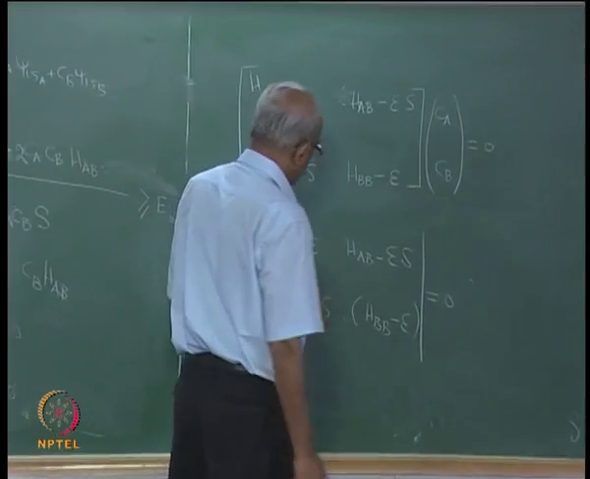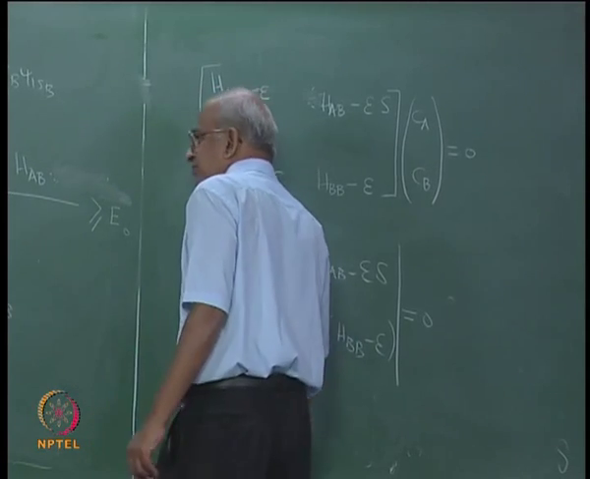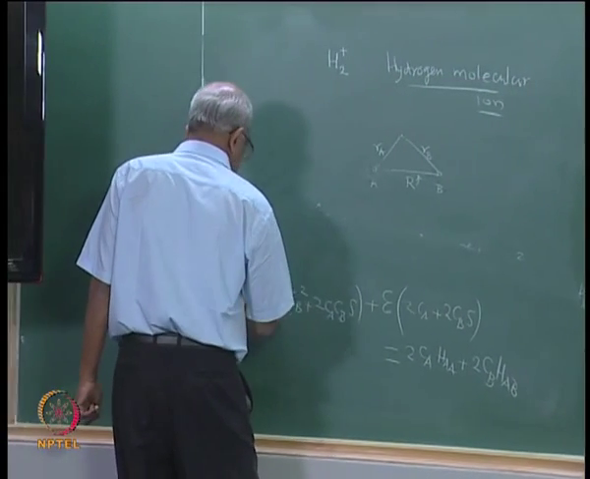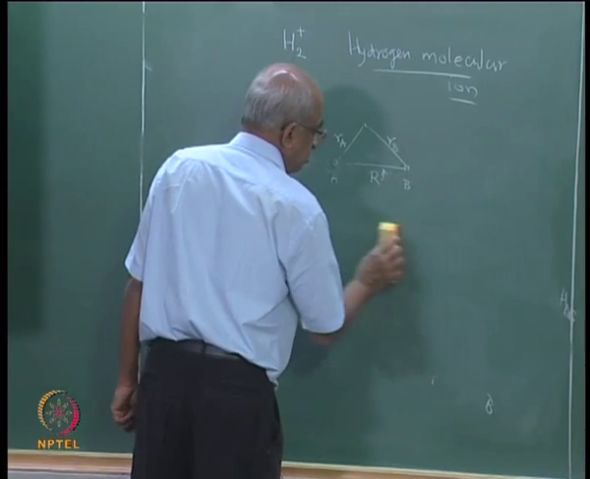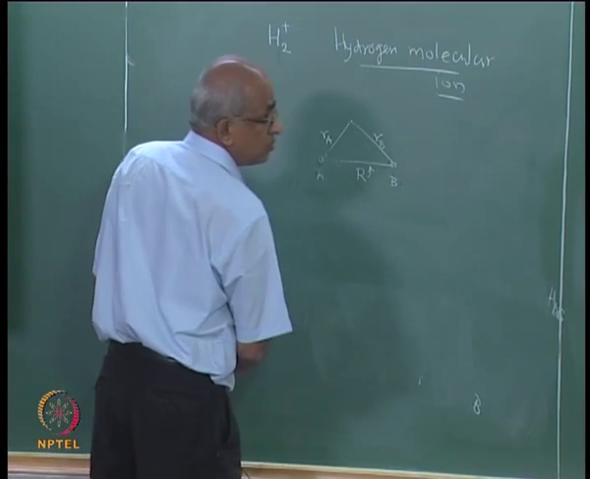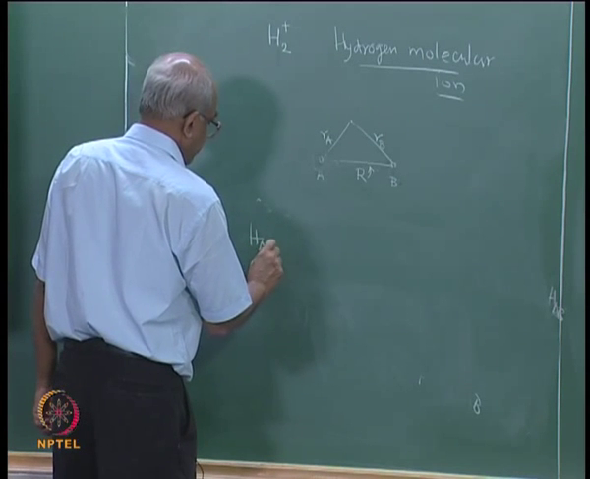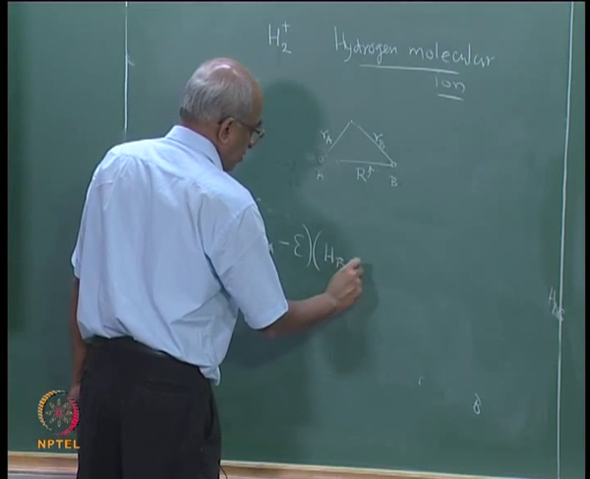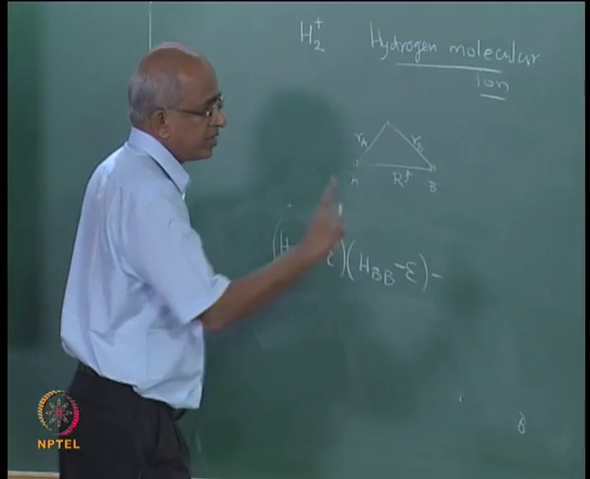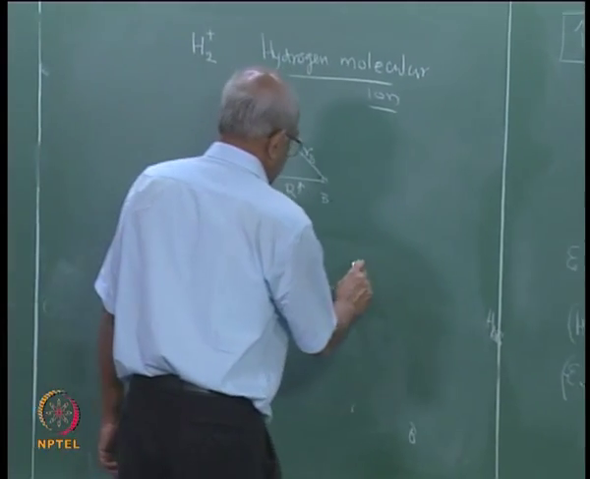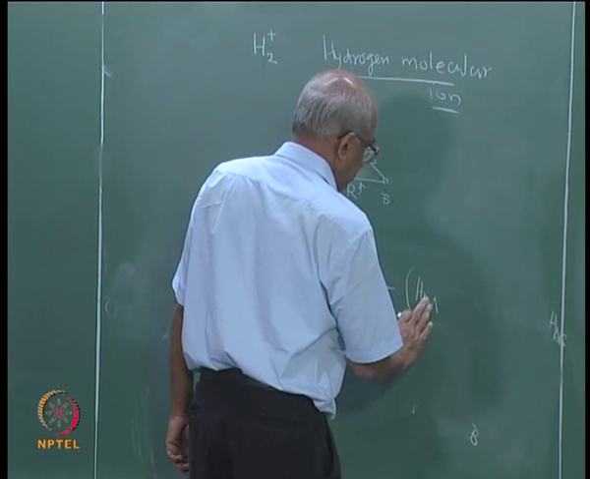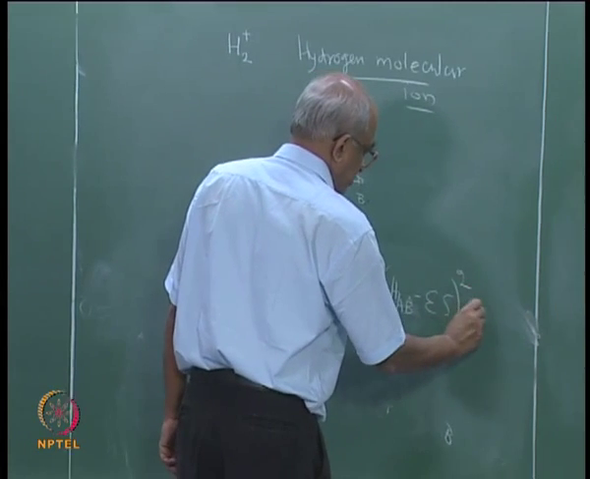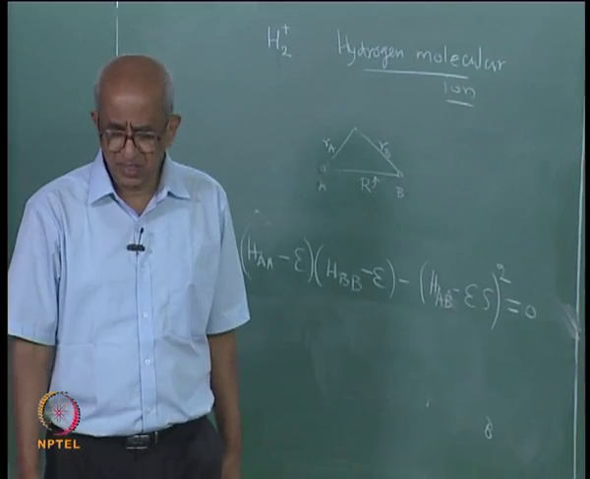And so this determinantal equation, let me expand this and ask what happens. What you will find is that HAA minus script E into HBB minus script E minus, you expand the determinant, fairly simple thing to do, HAB minus script E into S, the whole square must be equal to 0, right. That is what happens if you expanded the determinant.